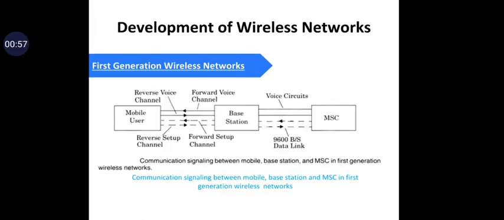This diagram indicates the communication signaling between mobile user, base station, MSC in first generation wireless networks. The connections between mobile user and base station are called voice channel and control channel. There are two types of voice channel. One is forward voice channel and second one is the reverse voice channel. Similarly, the control channel is called as setup channel. There are two types of setup channels. One is forward and second one is the reverse.